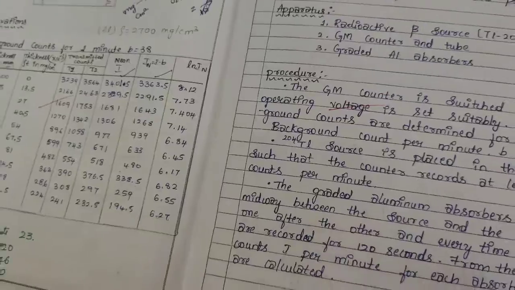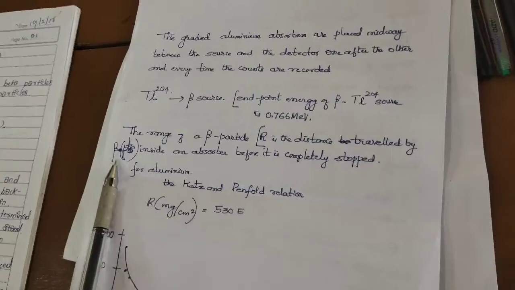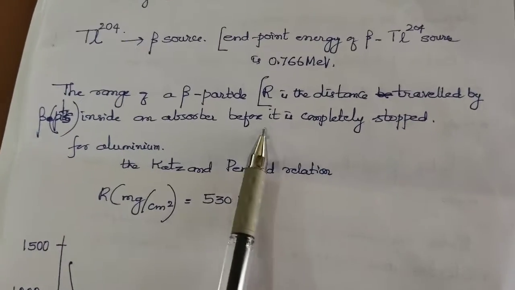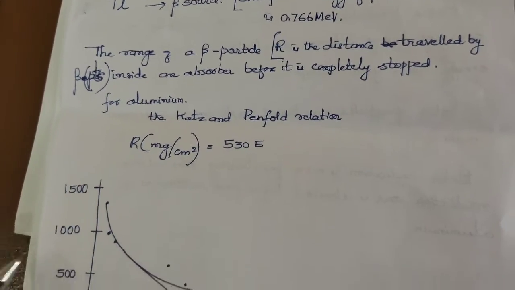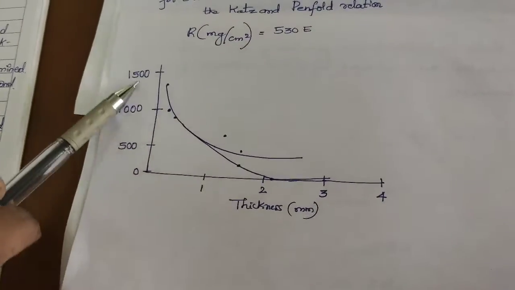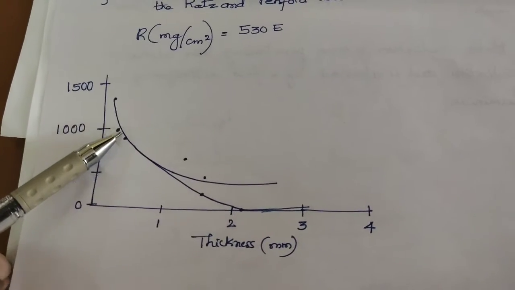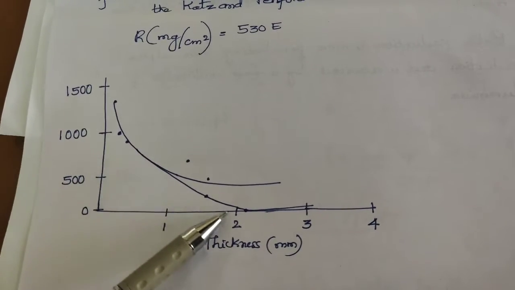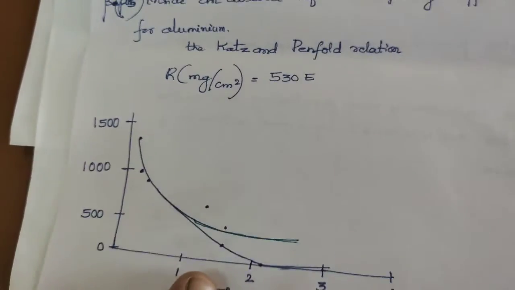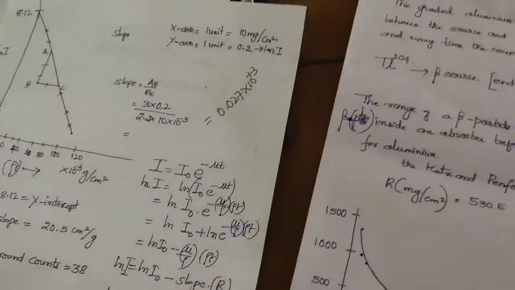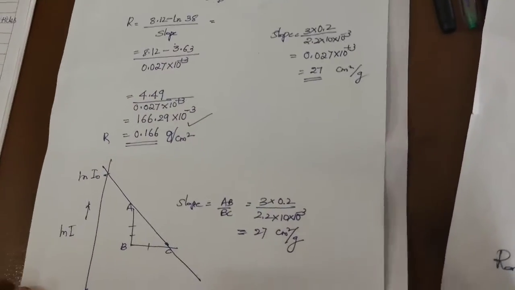The range of beta particles is defined as the distance travelled by the beta particles inside an absorber before they are completely stopped, here for aluminium. By looking at this graph, a typical graph of counts versus thickness, we can observe an exponential decrease in value. Almost this is the curve we are observing. Now we will see the plot here, or the formula.